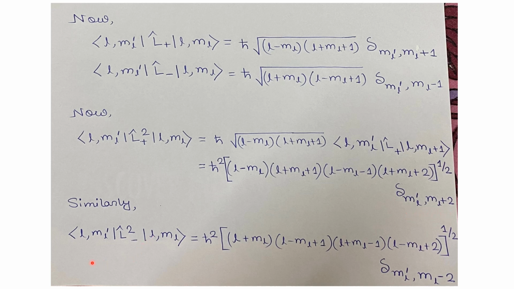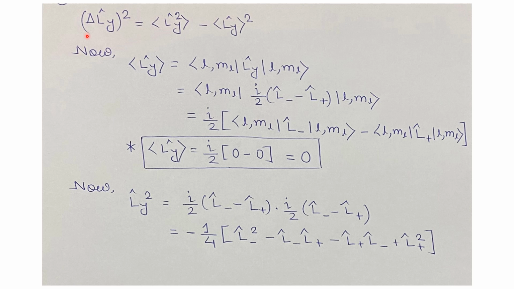Similarly, we can find this matrix element, ⟨L, ml dash| and |L, ml⟩, where the L minus operator squared is sandwiched between these two states. It will give h cut square times [(L plus ml) times (L minus ml plus 1) times (L plus ml minus 1) times (L minus ml plus 2)] whole to the power half, times this delta function, delta of ml dash, ml minus 2. So it will be non-zero when ml dash equals ml minus 2.